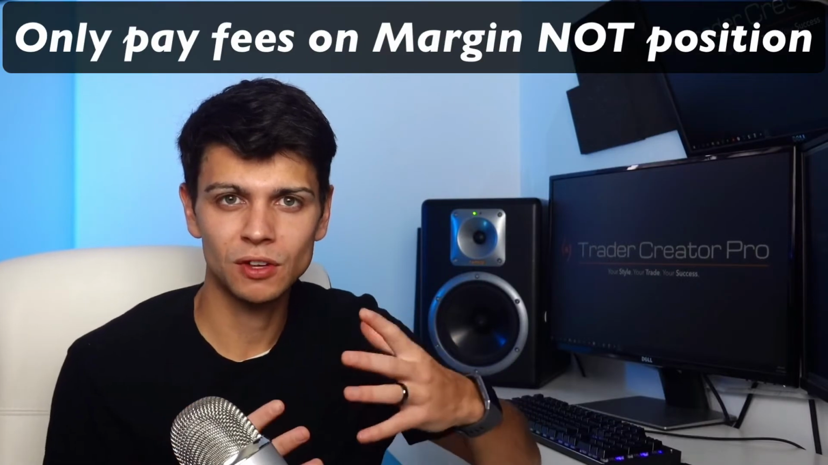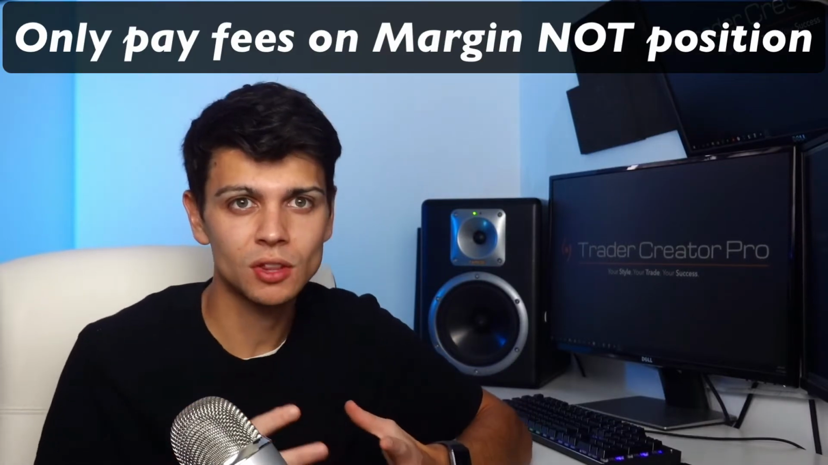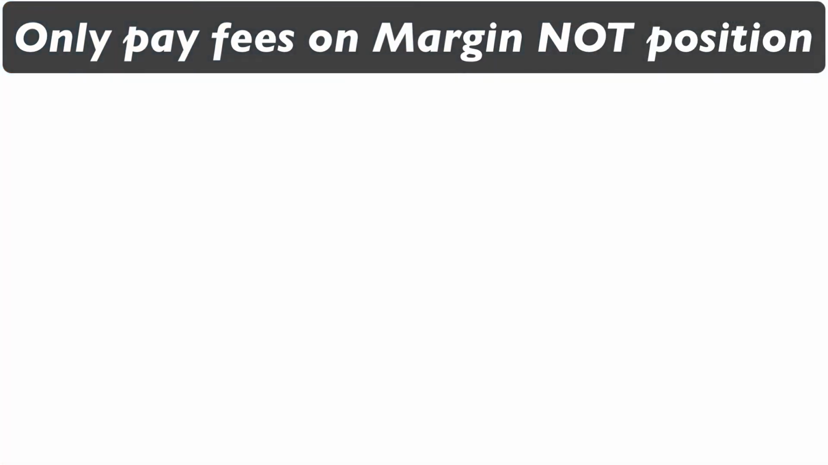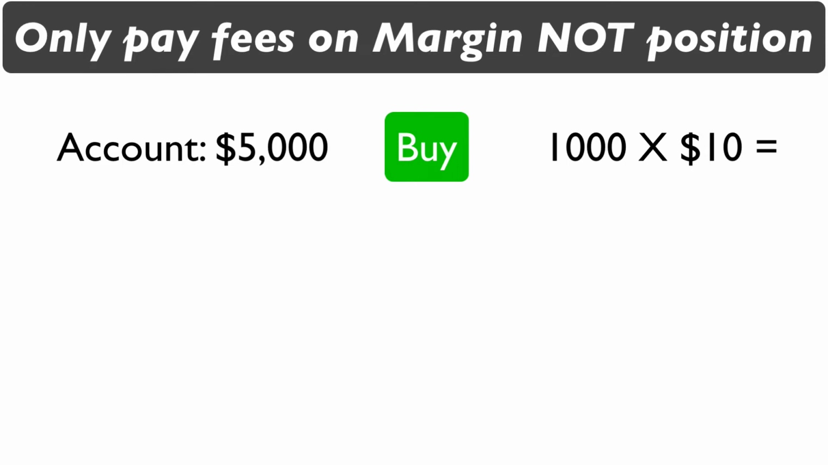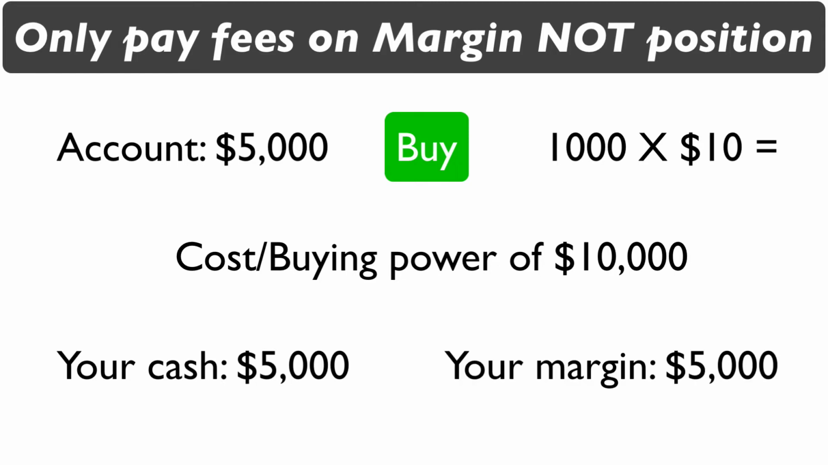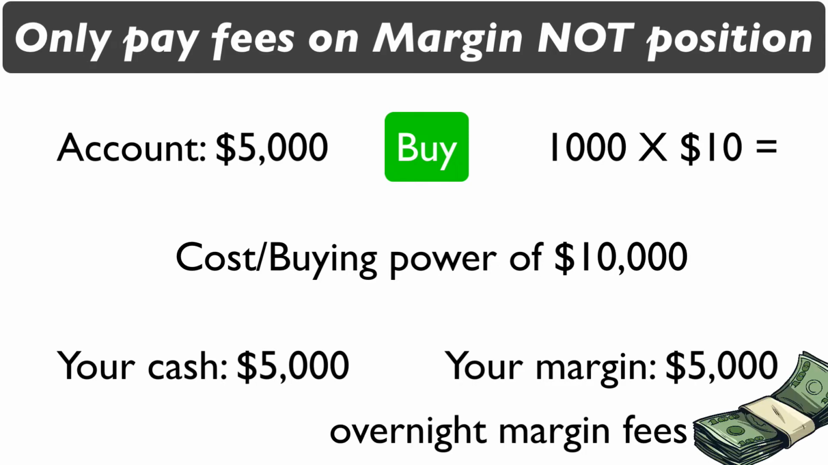You will only pay fees on the margin, not on the total amount of the trade. For example, say your account has $5,000 in it, and you buy 1,000 shares of a $10 stock. This costs you $10,000 in buying power. You will have $5,000 of your own cash in the trade and have to pay margin fees on the $5,000 in margin that you used to hold this position overnight.